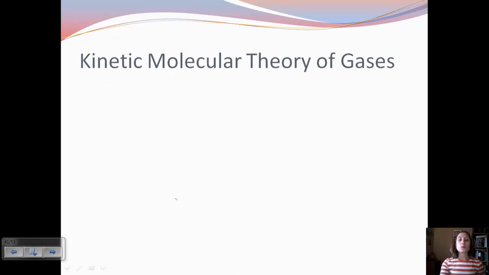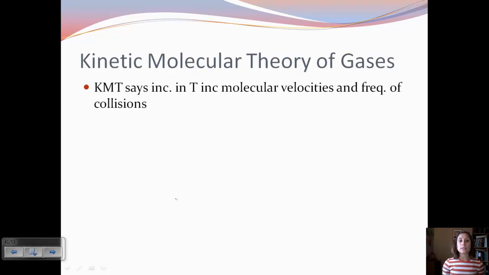Okay, if you go back to chapter 5, which talked about gases, the kinetic molecular theory says that an increase in temperature will increase the molecular velocity and frequency of collisions. If particles are moving faster, they're probably going to collide more often. Then, if increasing the temperature does increase collisions, this would imply that reaction rate would also increase at a higher temperature based on our collision model. If we have more collisions at a higher temperature, then we have a higher reaction rate.